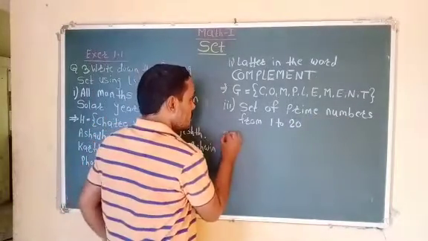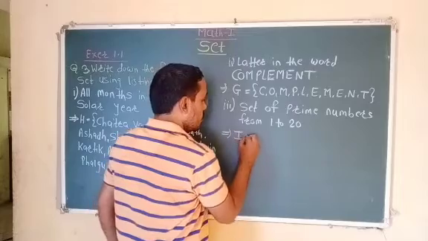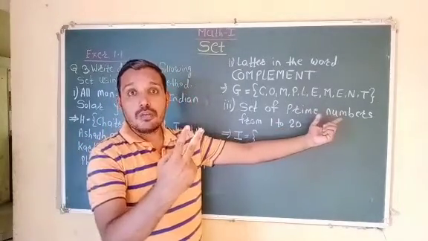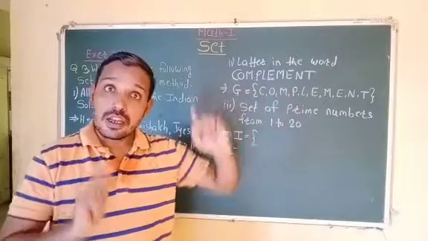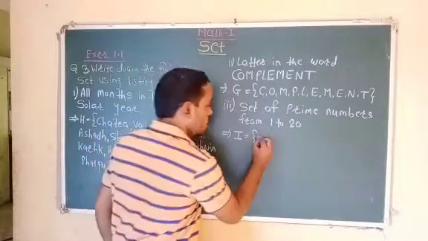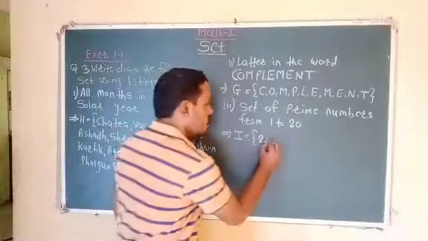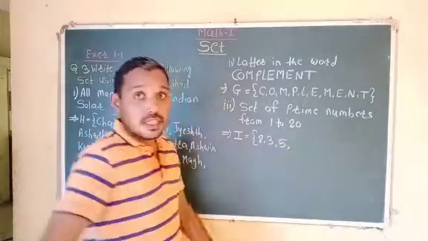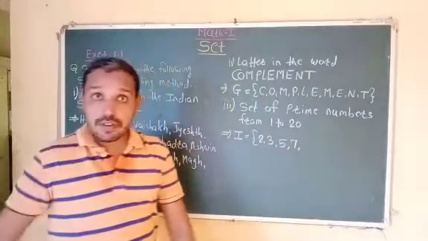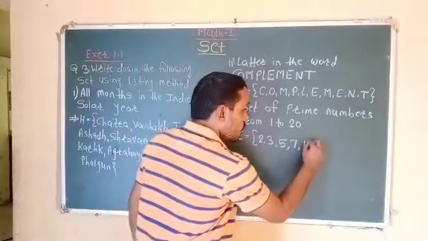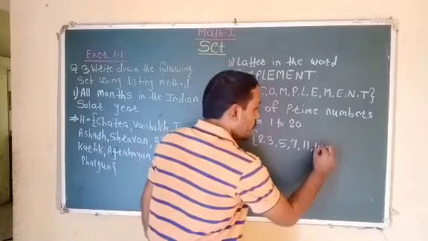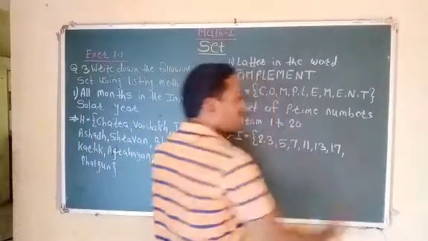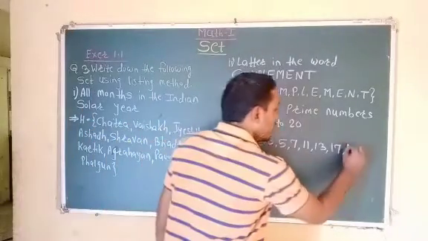So the answer is, which are the prime numbers? 2, which comes only in its own table. 2 ones are 2. Then 3, 3 ones are 3. Then 5, 5 ones are 5. Then 7, 7 ones are 7. Then 11, 13, 17 and 19, each of which comes only in its own table.